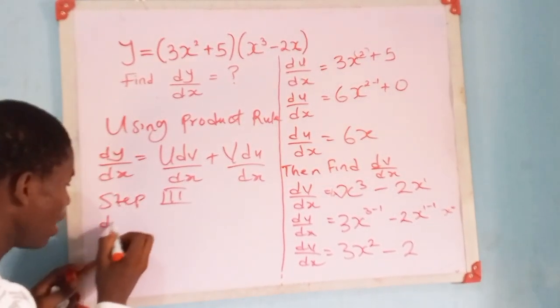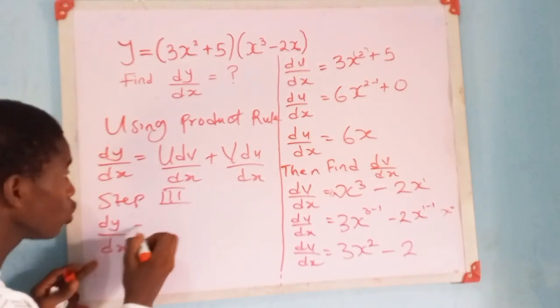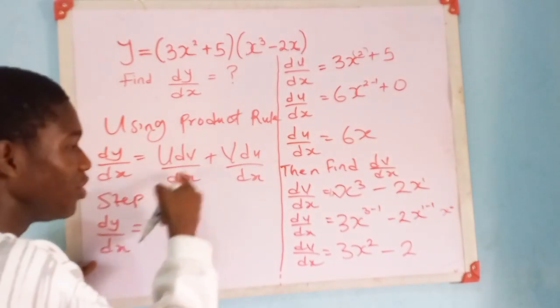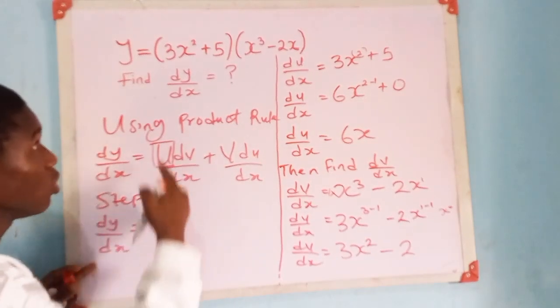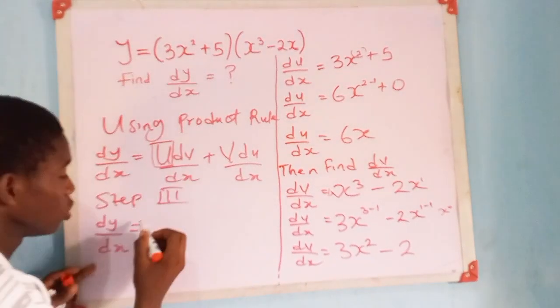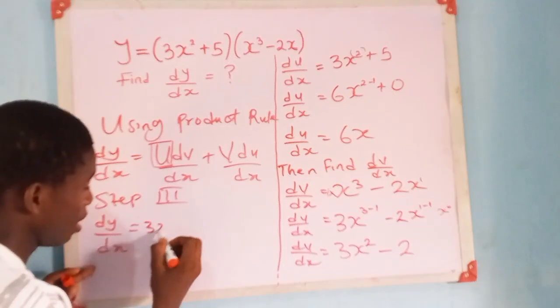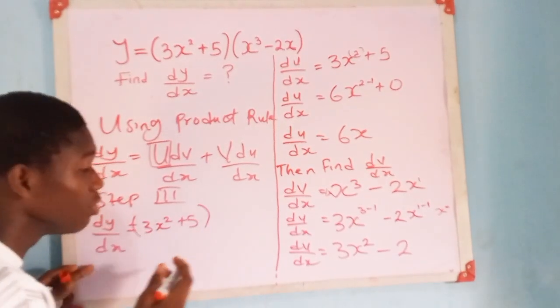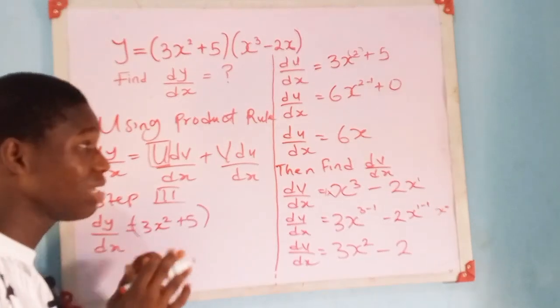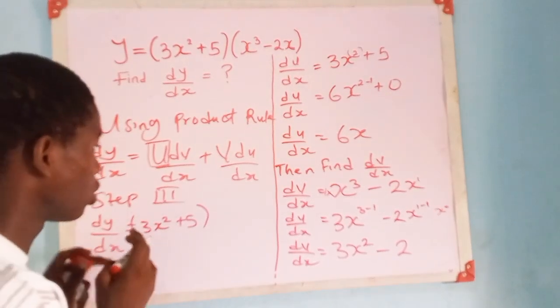So let's do that. Now I have my dy over dx equals to my u dv over dx. Now I'm going to be getting the value of u. You understand? I'm putting it here. So what's the value of u? This part, right? So that's 3x squared plus 5. Now, whenever you are solving this aspect, you need to be very careful, because you might likely make mistakes. So be very careful whenever you're solving this part.